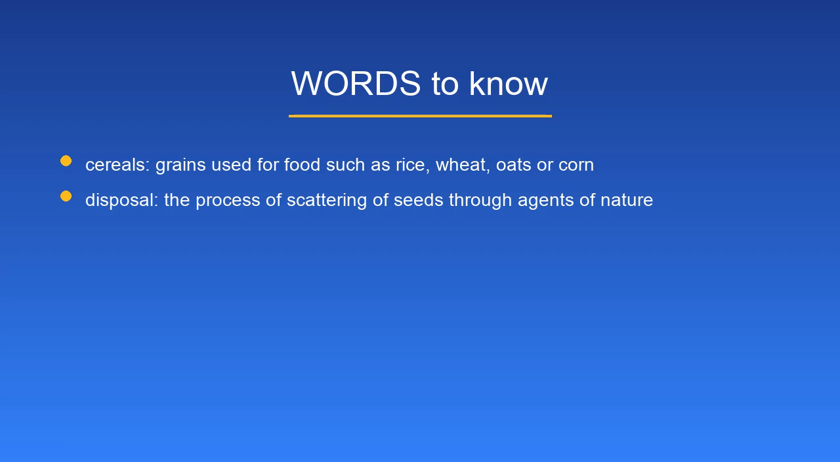Words to know. Cereals: grains used for food such as rice, wheat, oats or corn. Dispersal: the process of scattering of seeds through agents of nature.